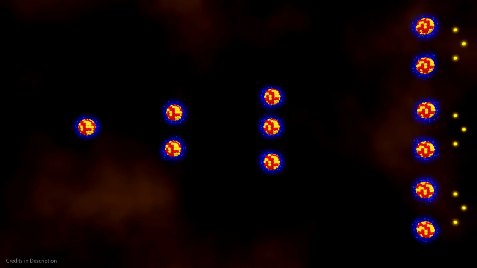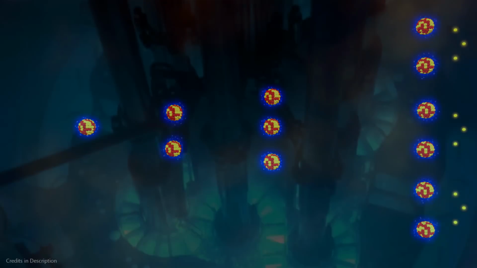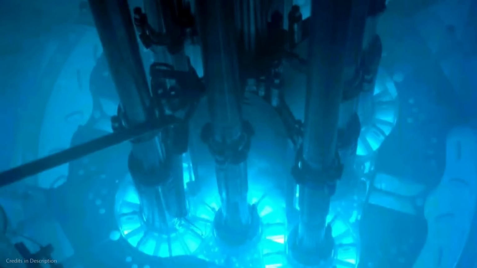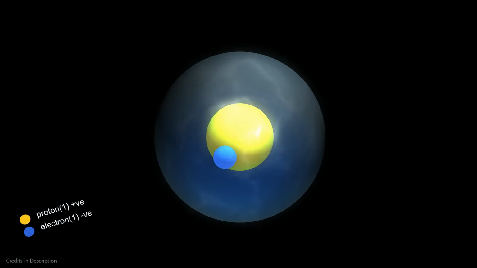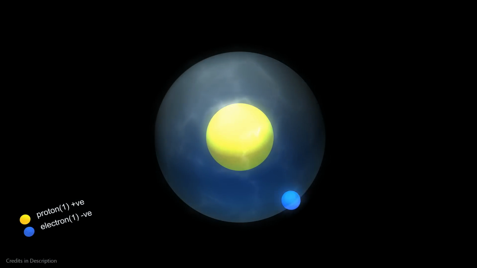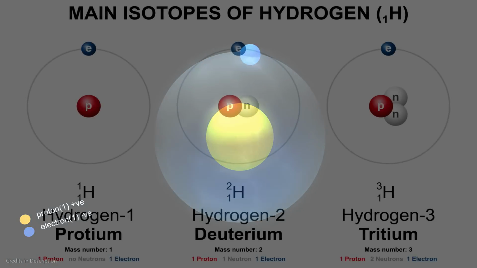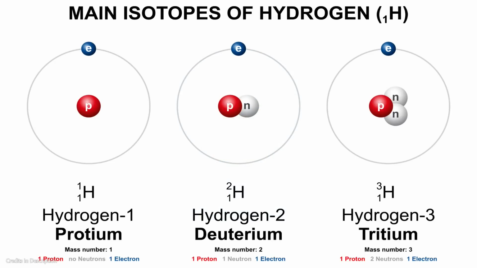Light water reactors are the most common type of thermal neutron reactor. They are called light water because they use the most common isotope of hydrogen in the water, which is just a single proton, often called protium. Remember that hydrogen can also come as deuterium, which is one proton and one neutron, and tritium, which is one proton and two neutrons, and is radioactive.